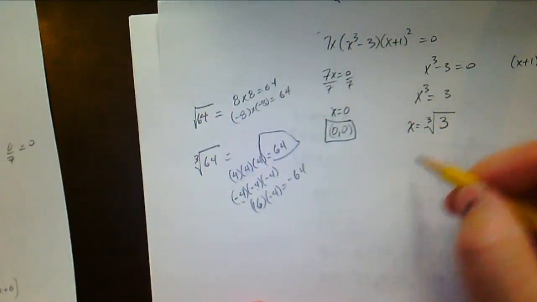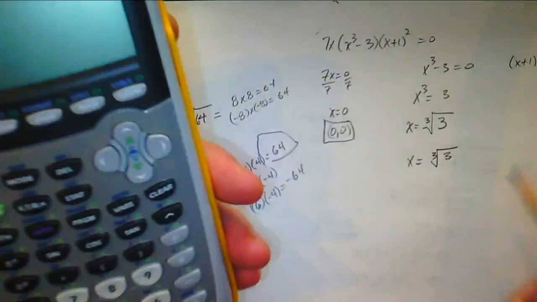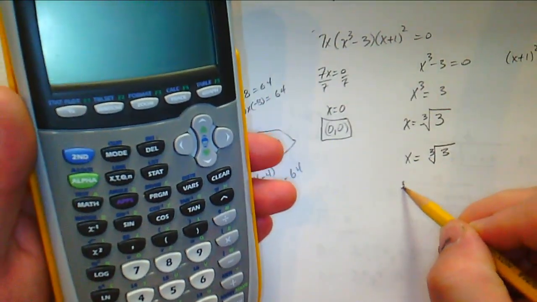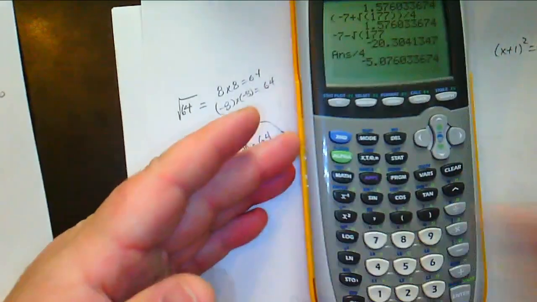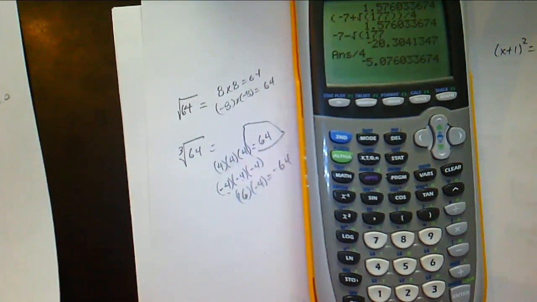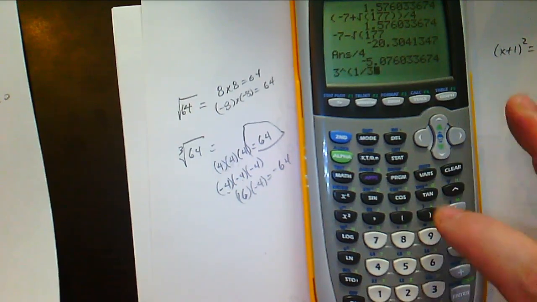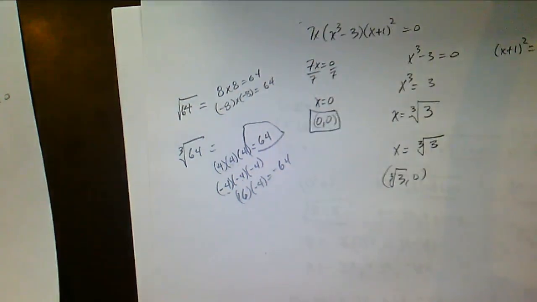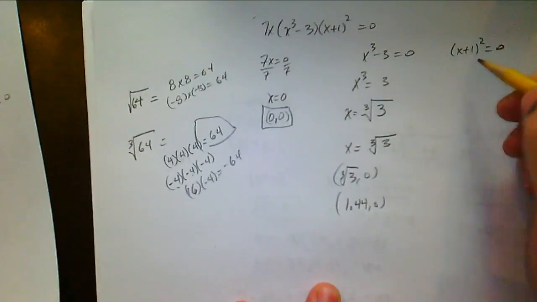So for this one, x equals the cube root of 3. You could say cube root of 3, comma 0 as your x-intercept, or there are a couple of ways you can do this. The way I would probably do it, you know how cube root is an exponent of 1/3? So I would say 3 to the power of, you need parentheses, 1/3, and 1.44, 0.